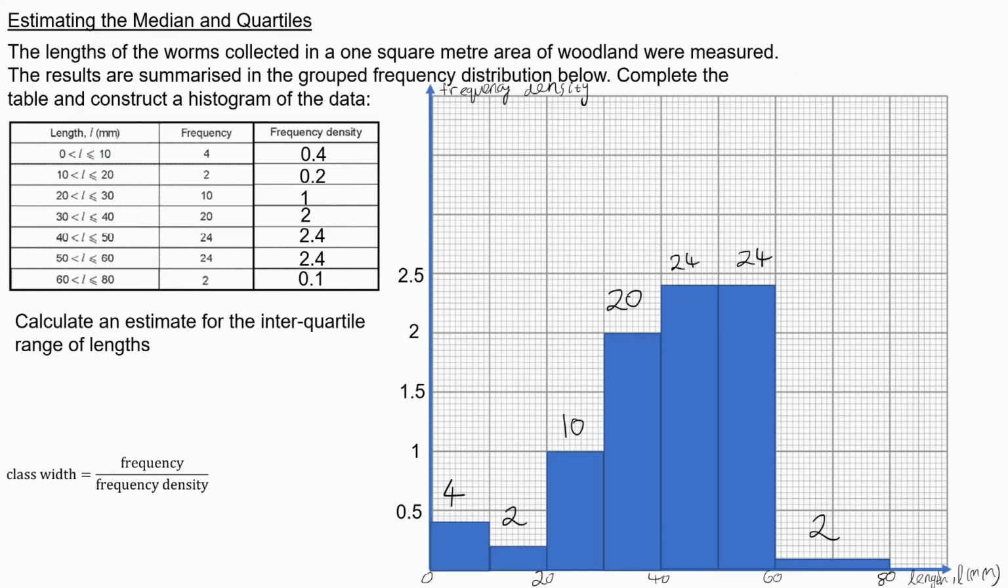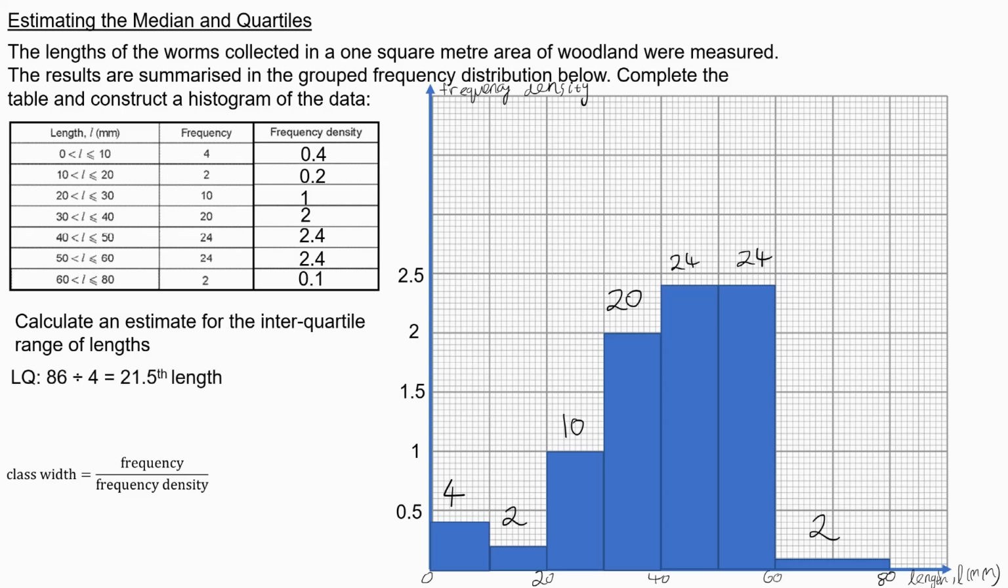You might also be asked to work out the quartiles, and it's very similar. So we now want to work out an estimate for the interquartile range of the lengths of the worms from the previous question. To do this, I'm first of all going to find the position of the lower quartile.